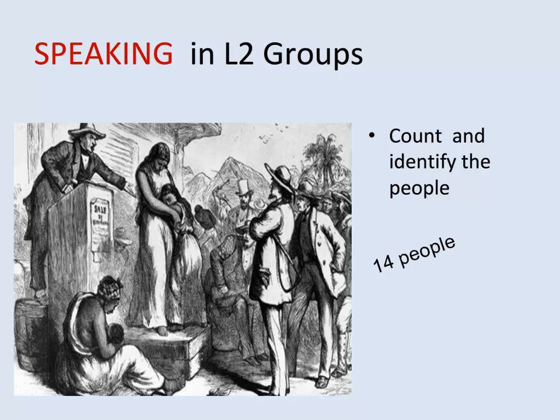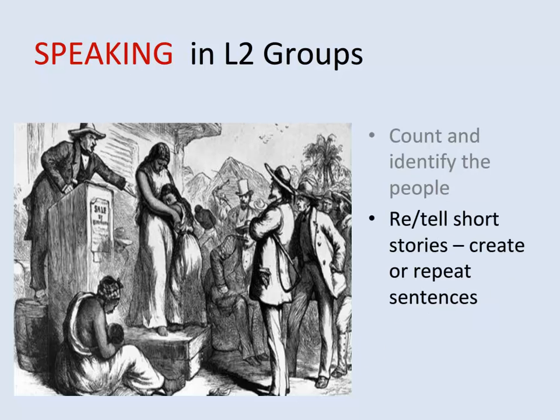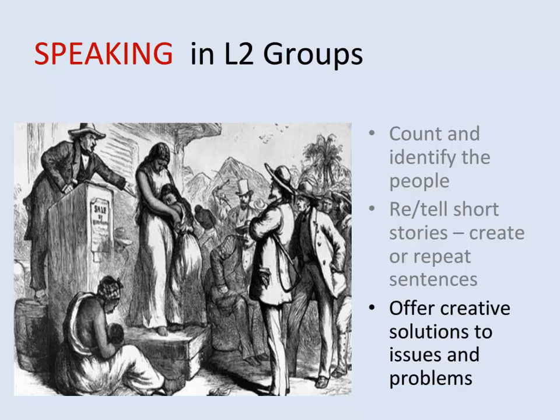They could point at the picture and say woman, man, child, baby, slave, slave owner, even good or bad. At Level 3 Developing, students can retell short stories of events, present content-based information. In this case, they could create or repeat sentences about the picture. There are slaves and slave owners. The man is selling the woman. 3 men are watching. At Level 4 Expanding, students can offer creative solutions to issues and problems.